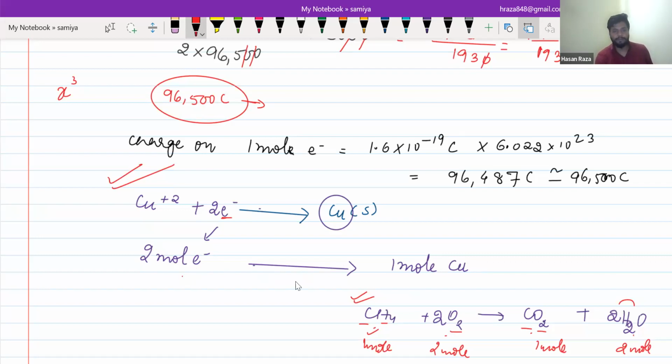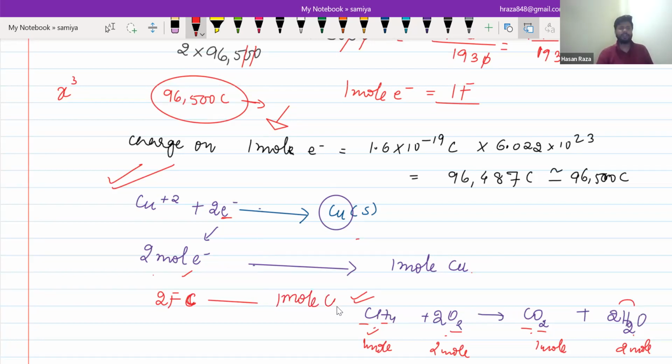Say 2 mole electron will give 1 mole Cu. 2 mole electron will give 1 mole Cu. And I already told you that 1 mole electron will be equal to 1 Faraday. Yes or no? 1 mole electron is the value of Faraday's constant, 96,500 coulomb. That means 2 mole electron can be written as 2F coulomb will give 1 mole copper. Yes or no? Please tell me. And if you don't get it, let me know, please.